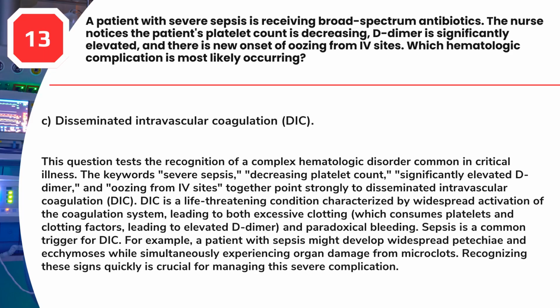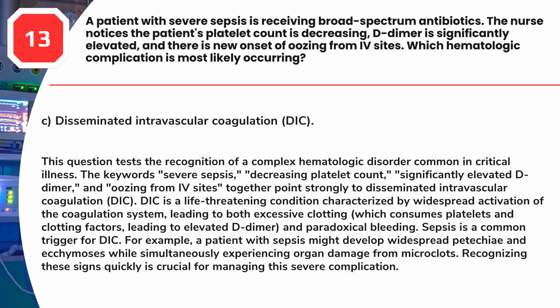Answer, C. Disseminated intravascular coagulation, DIC. This question tests the recognition of a complex hematologic disorder common in critical illness. The keywords severe sepsis, decreasing platelet count, significantly elevated D-dimer, and oozing from 4 sites together point strongly to disseminated intravascular coagulation, DIC.